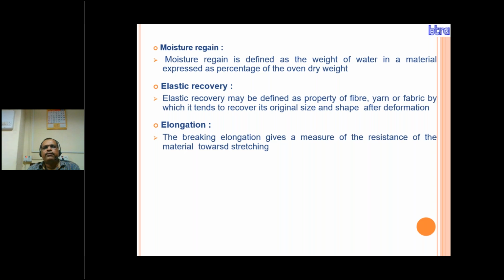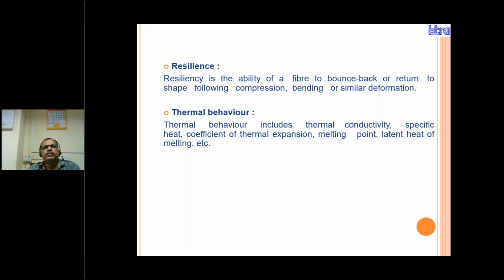Elastic recovery is how the fiber or yarn recovers from deformation. Breaking elongation gives a measure of the resistance of the material towards stretching, how it resists the stretch force. Resilience is the ability of a fiber to bounce back or return to its shape following compression, bending or similar deformation. After bending or deformation, how it comes back to the original shape.